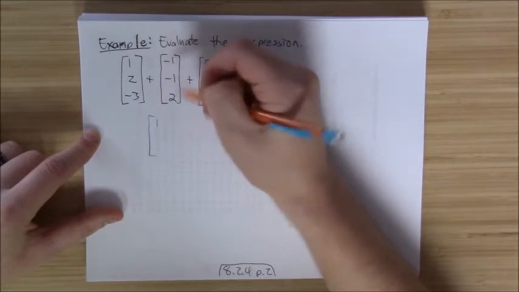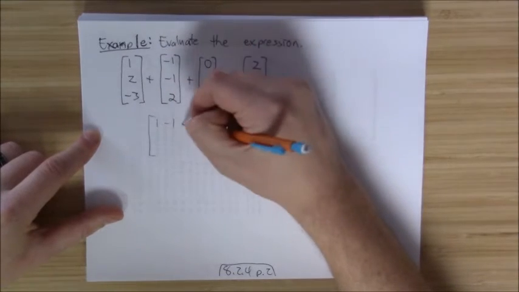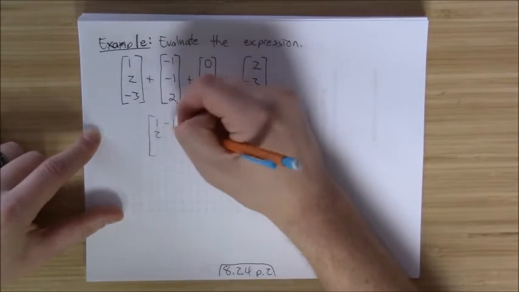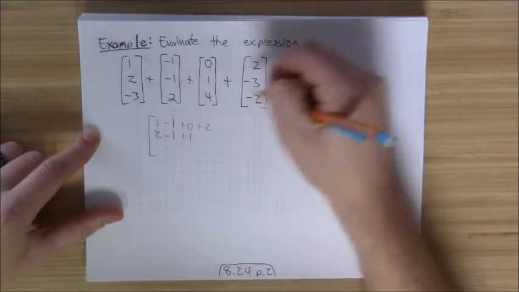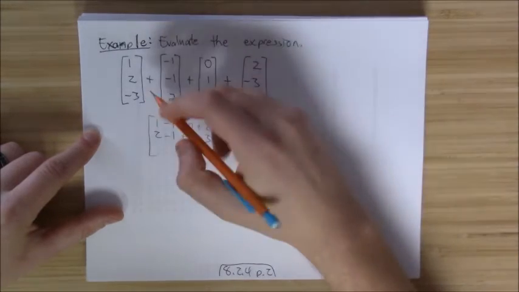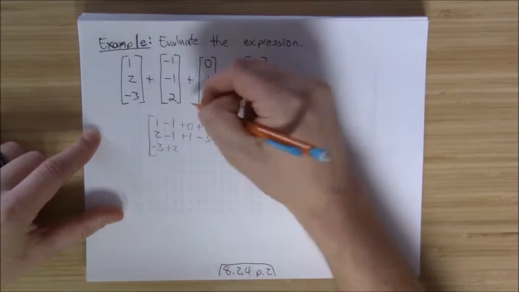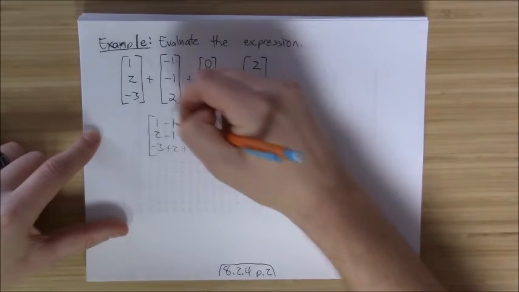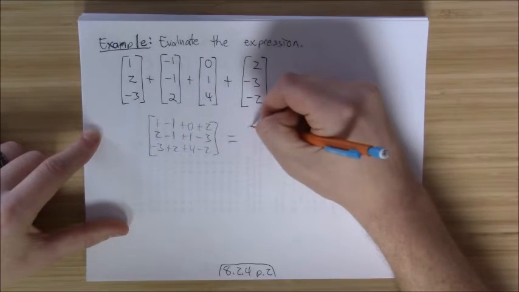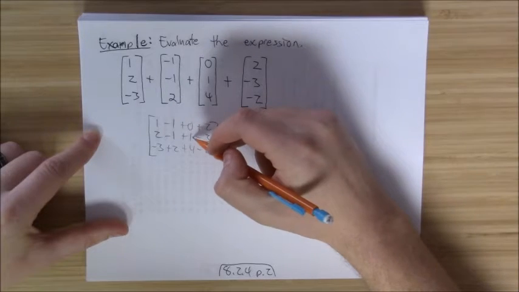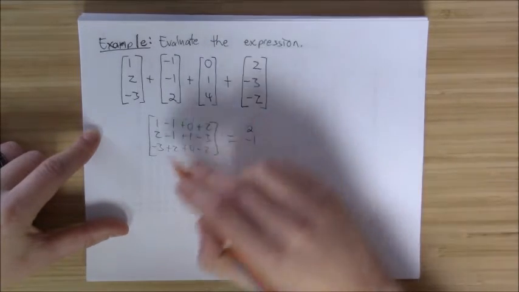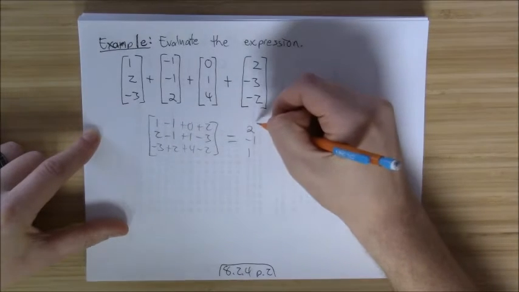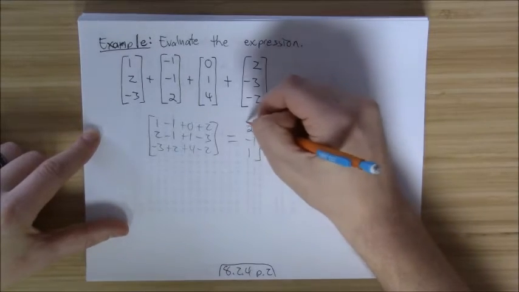So here, if we add these, we could have 1 plus negative 1, so minus 1 plus 0 plus 2. Here we would have 2 plus negative 1 plus 1 minus 3. And here we have negative 3 plus 2 plus 4 minus 2. And so what do we get? Well, we're going to get 0 plus 2, so 2. 2 minus 1 is 1. 2, negative 1. Negative 1, 3, minus 1 is 1. And there we have it.